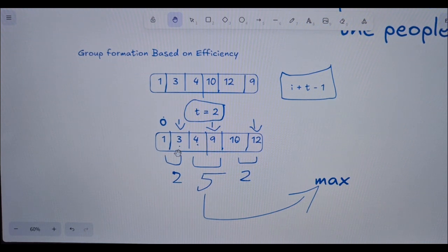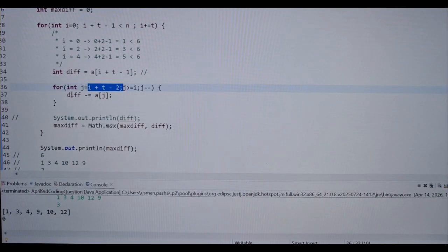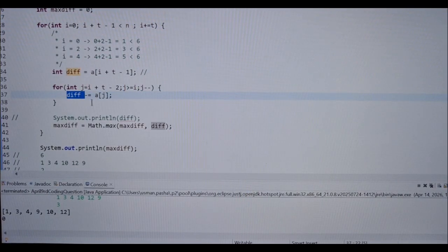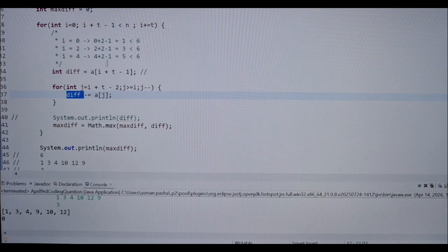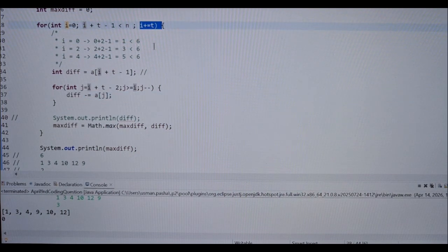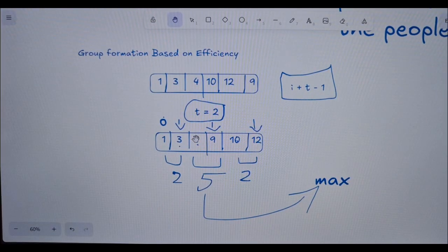Here the t value is 2, so it will directly come here, and the difference will be 3 minus 1. See, the first difference value will be 3. 3 minus array of j, and the array of j value is 1, so 3 minus 1 is 2. Directly I will jump from I plus equals t, from 0 to here. The difference value here will be 9, and the I plus t minus 2 value will be 4, and then I will calculate 9 minus 4, which is 5.